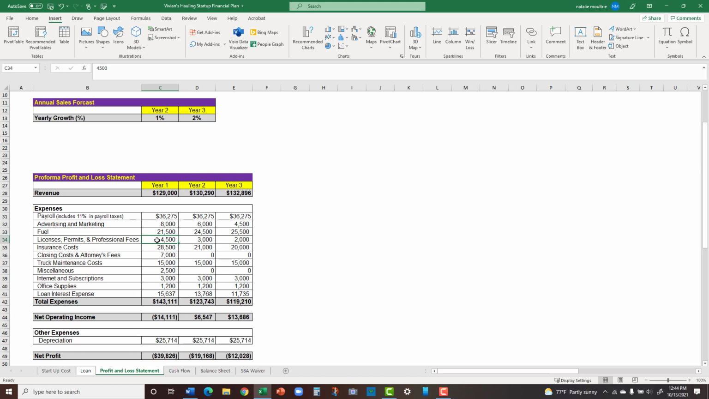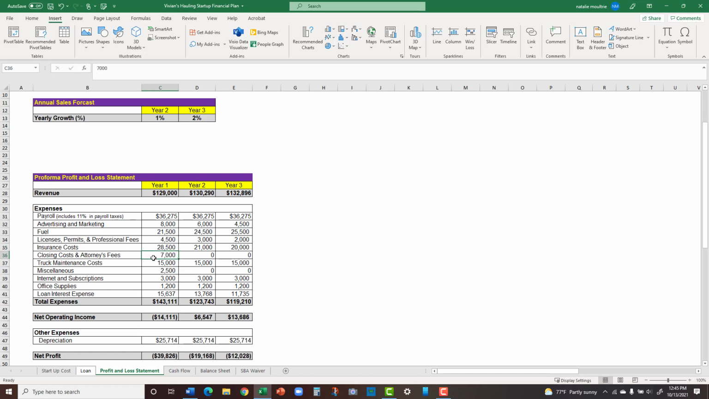Licenses and permits are those things that you need to get started with your business. There are certain licenses that you need, certain permits. Professional fees, if you need to hire an attorney or an accountant, you want to put that here. Insurance costs is another big one in the transportation industry, in the dump truck industry. So you'll have your insurance costs. This also includes, of course, your down payment and then your payments throughout the year.